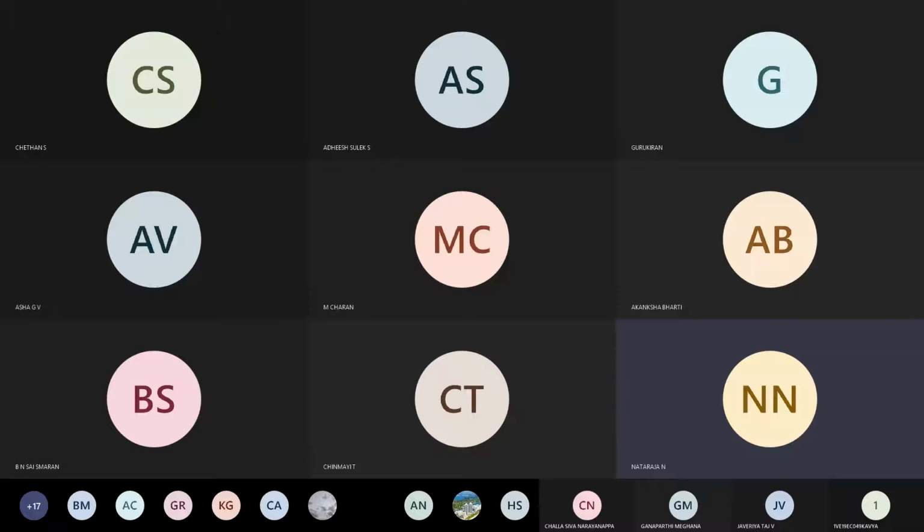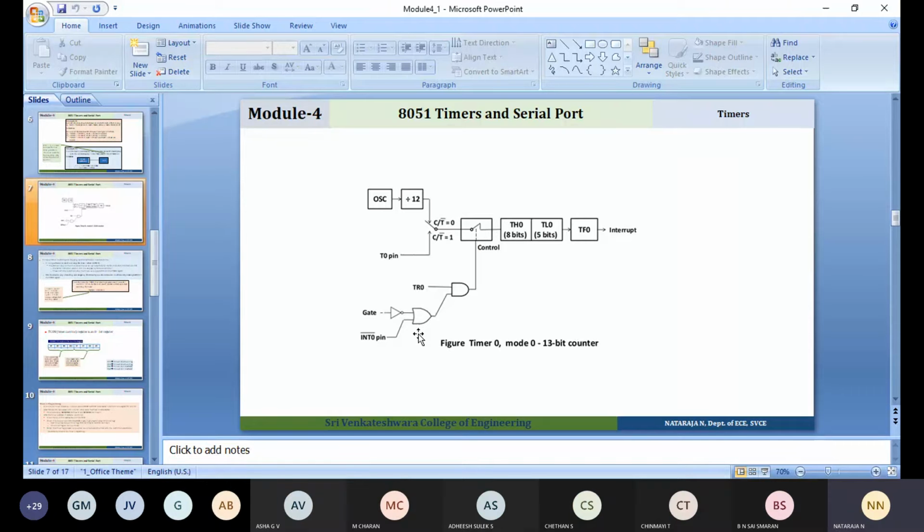Mode 0 operation. Timer 0, mode 0. How are you going to decide it is timer 0 and mode 0? The TMOD register's LSB bits will be taken as the mode. If M1 and M0 are 0, 0, it is mode 0.